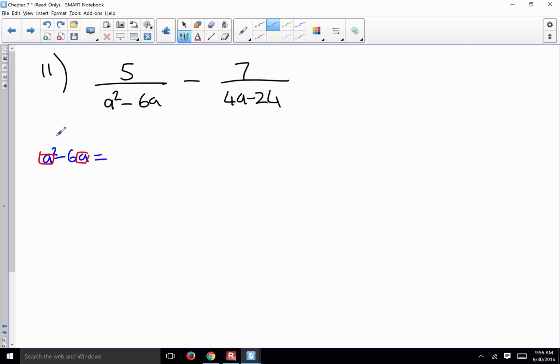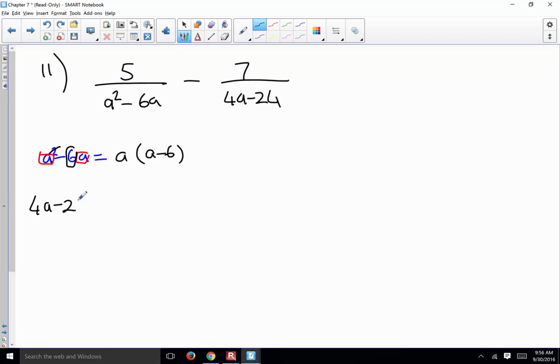The a's match. So can I call that a out? And this breaks as what? A minus 6. You drop one of the a's, but there is still one a survived, and only 6 survives here. A minus 6. Okay, how about the other guy?